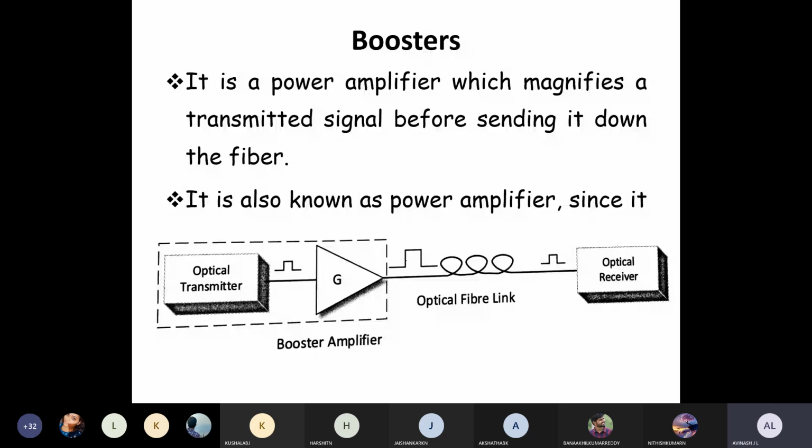What is the main concept of placing the inline amplifier in the middle of the optical fiber link? It is very simple. The main requirement of such an amplifier is stability over the entire WDM bandwidth. That is very, very important. Stability is the main thing here.